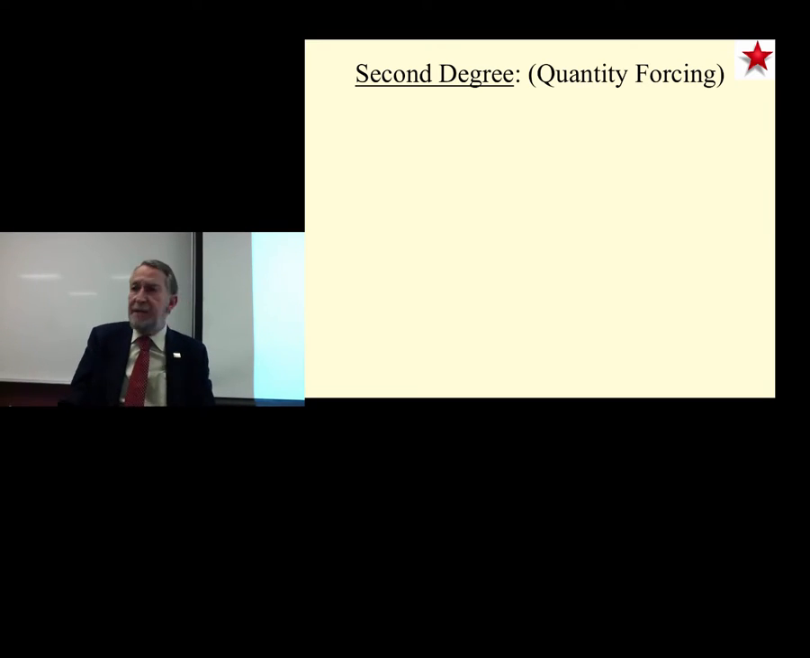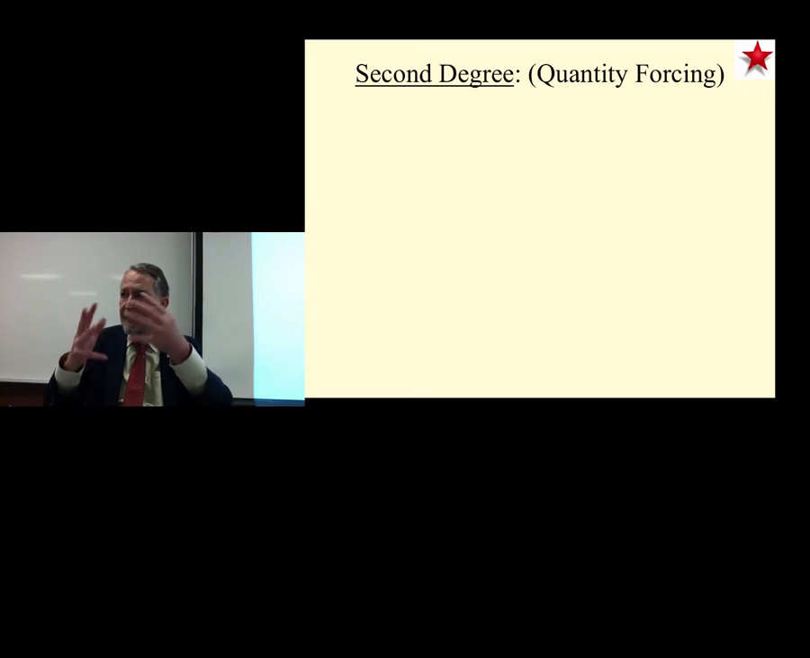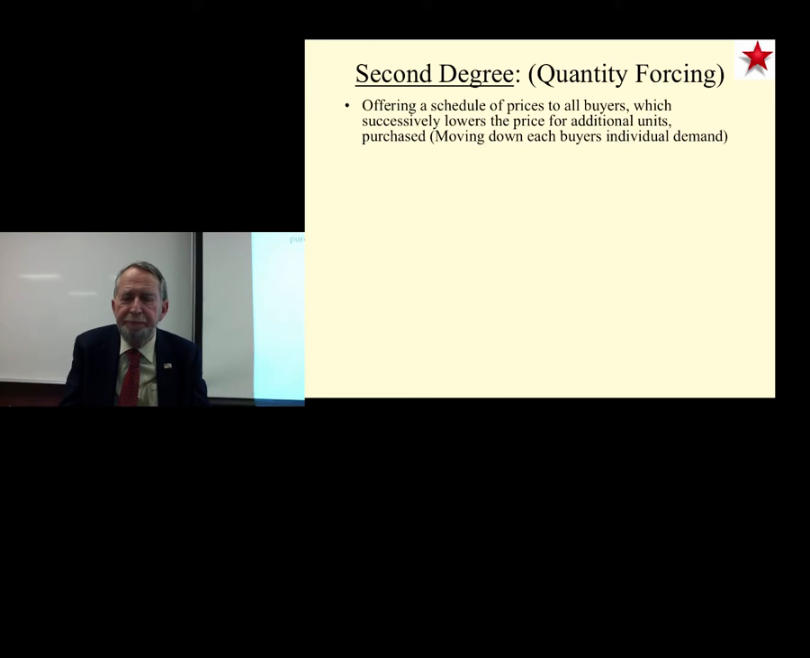Okay, so that's first degree. Everybody got it? That's first degree. Different prices to different buyers. You're trying to estimate marginal value and charge it. And one method is this fixed cost plus variable technique of collecting more money.